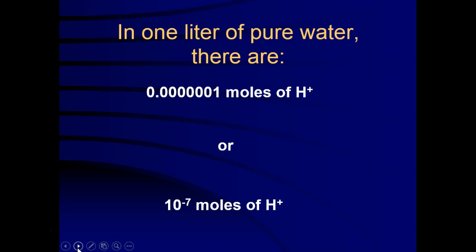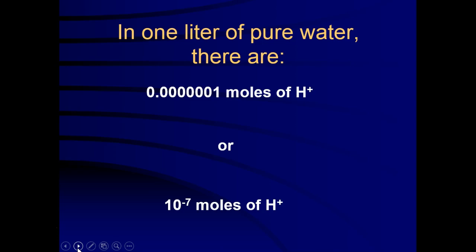Right. Now, in math, when we're playing with a big number or a small number, instead of having to keep track of all those zeros visually, we use scientific notation. So down below is the same number written in scientific notation. So 10 to the minus 7th moles of hydrogen in 1 liter of water. All right? So that's the concentration.